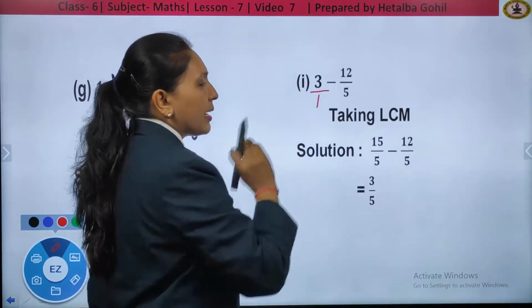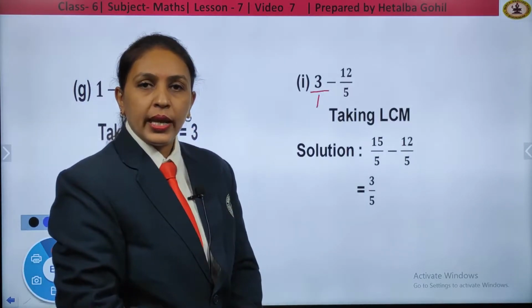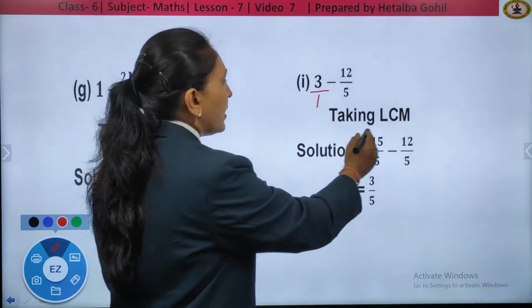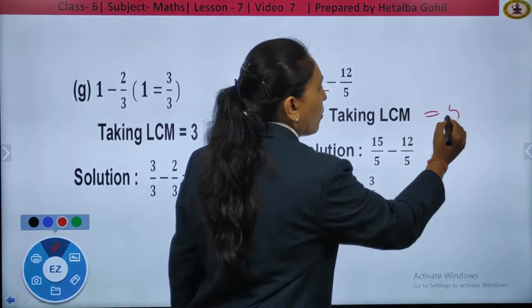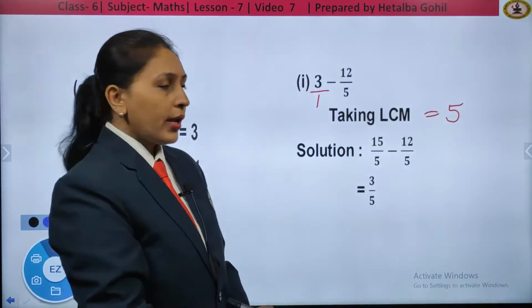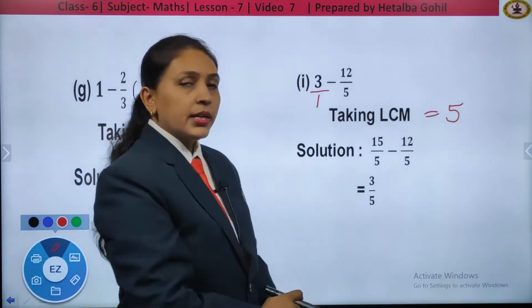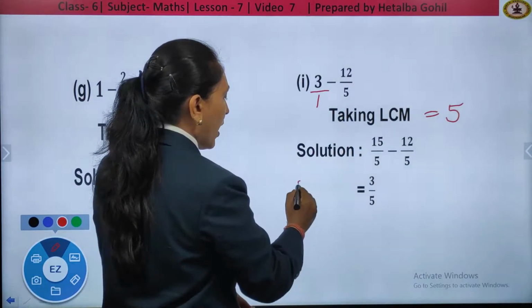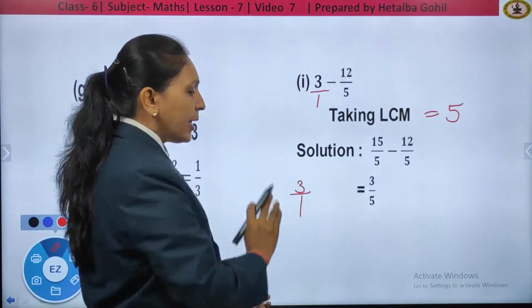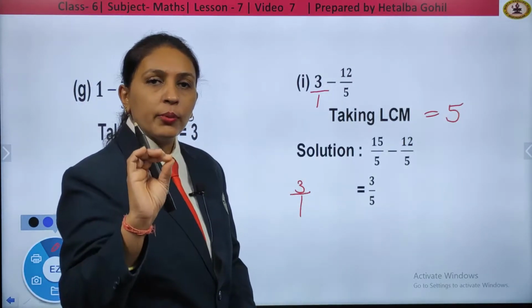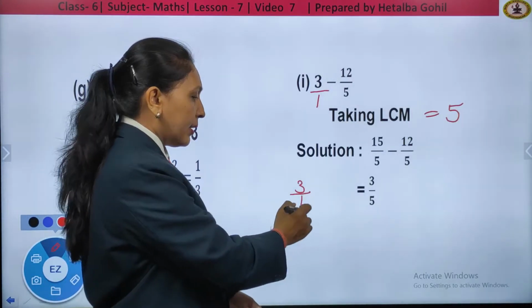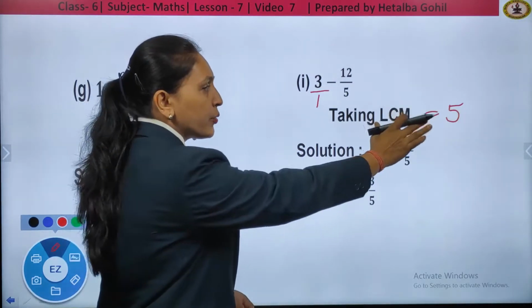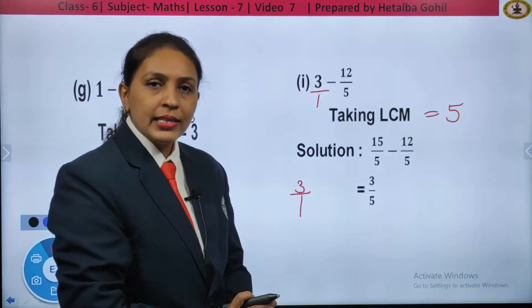Now these are unlike fractions. So I need to take the LCM. So if I take the LCM, it will be 5 over here. Okay. So now changing the denominators here with 5. So 3 upon 1. To change, only focus on the denominator, children. You do not have to change the numerator. The denominator has to be changed according to the answer that you got for LCM here.